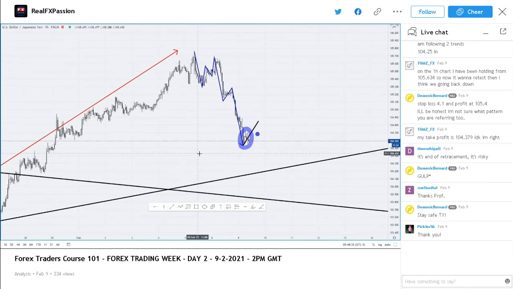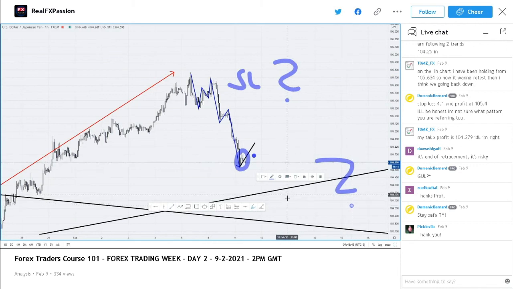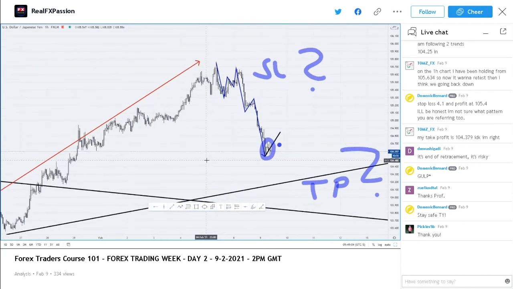So even though I enter right now, where should the stop loss be? Where should the stop loss be? So stop loss, and where should the take profit be? You know? Makes sense, everybody? On the 1 hour chart from 105, so now I want to retest, then I think we go back down. Beginner traders, listen to me. You are going to solve tons of problems if you clarify to yourself what pattern you are trading.